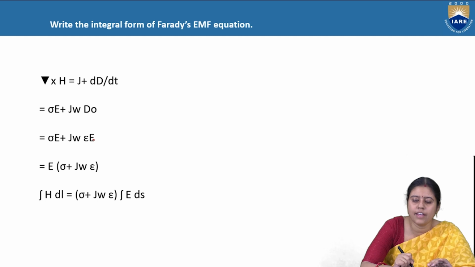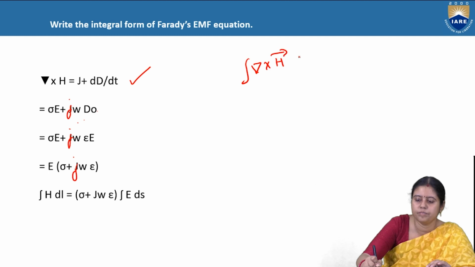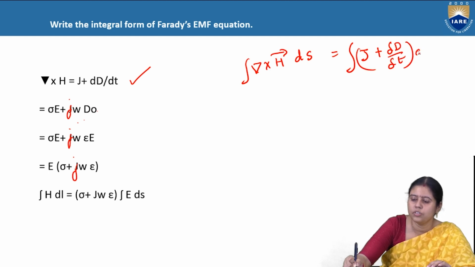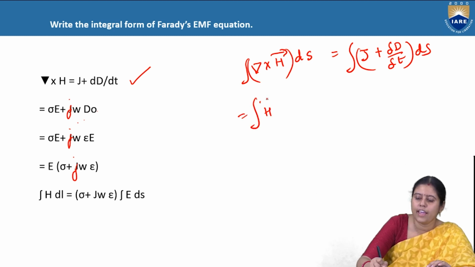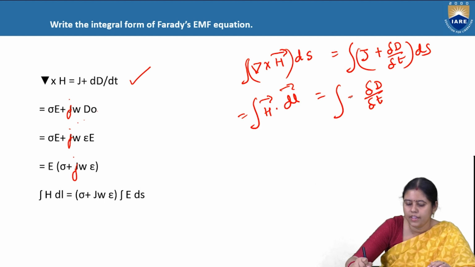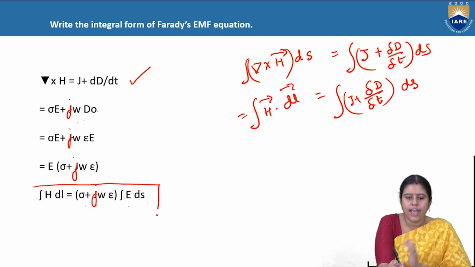So we got grad cross H is equal to J plus del D by del t, which is sigma E plus j omega D naught, equal to sigma E plus j omega epsilon E. So if we take E constant, we can write it as sigma plus j omega epsilon. If we take integration on both sides, the surface integral of grad cross H dot ds is equal to the integration of J plus del D by del t into ds. Again, by Stokes' theorem, the closed line integral of H dot dl is equal to the integration of J plus del D by del t dot ds, and that can also be written as sigma plus j omega epsilon times the integration of E dot ds.